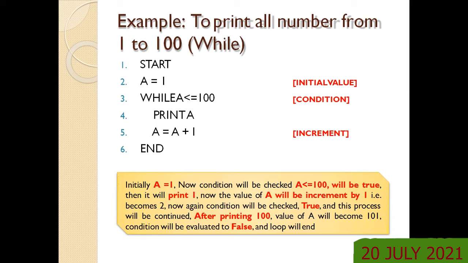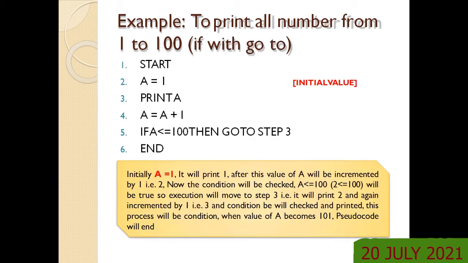The moment the value of a becomes more than 100, that is 101, it comes out of the loop and it will end. That is the iteration, what we call it. Initially a equal to 1, the condition will be checked, it is less than or equal to 100, true, then it will print 1. Now the value of a will be incremented by 1, becomes 2. Now again the condition will be checked, true. This process will be continued. After printing 100, the value will become 101, the condition is false and the loop will end.